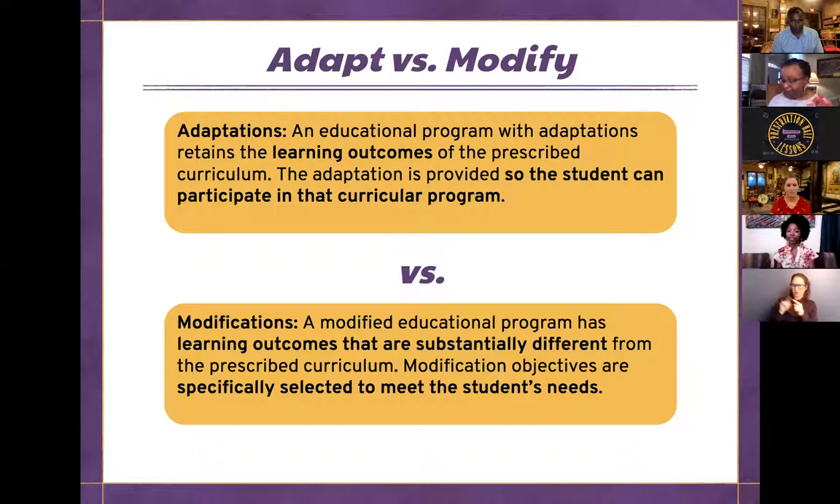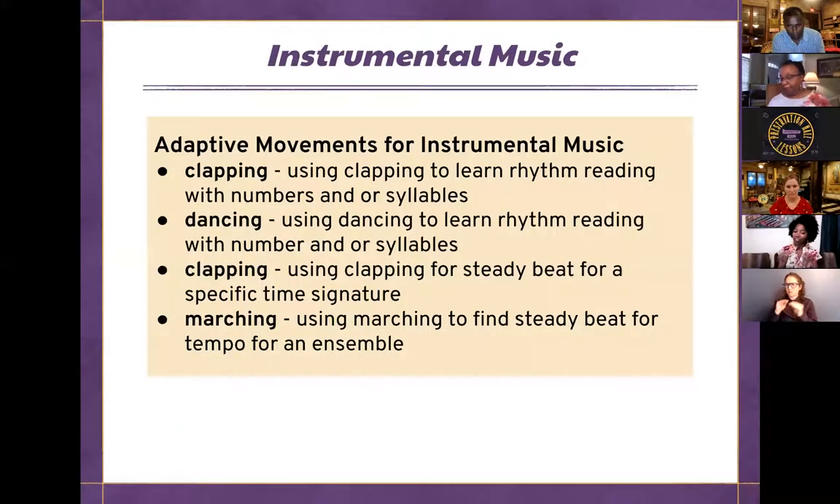But Melinda, could you tell us more about what adaptive movements and mobility devices look like in instrumental music specifically? Yes. So adaptive movements for instrumental music can be thought of as clapping our hands. When I was coming up and learning an instrument, our band directors would say, okay, clap the rhythms, right? And so everybody had an opportunity to participate.